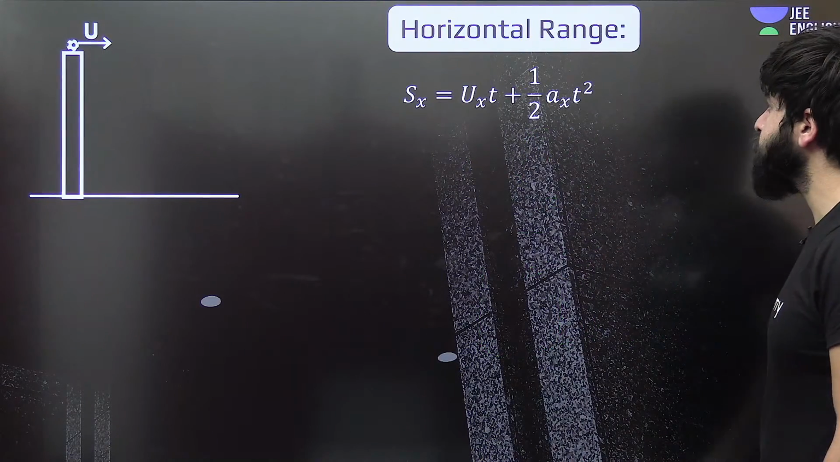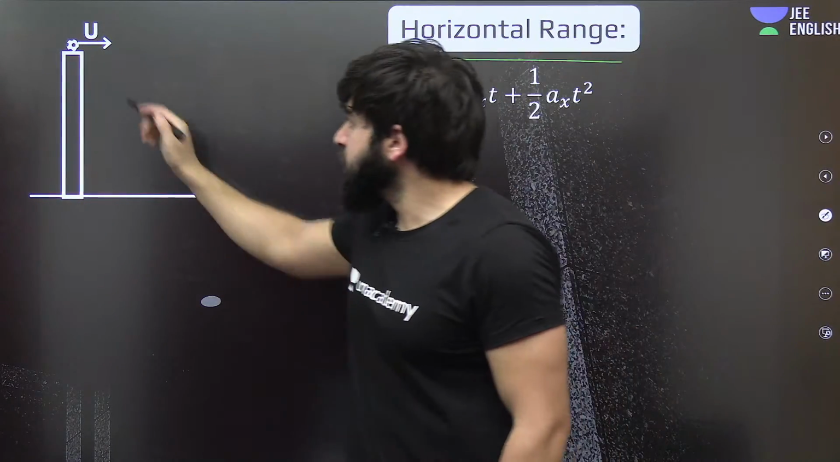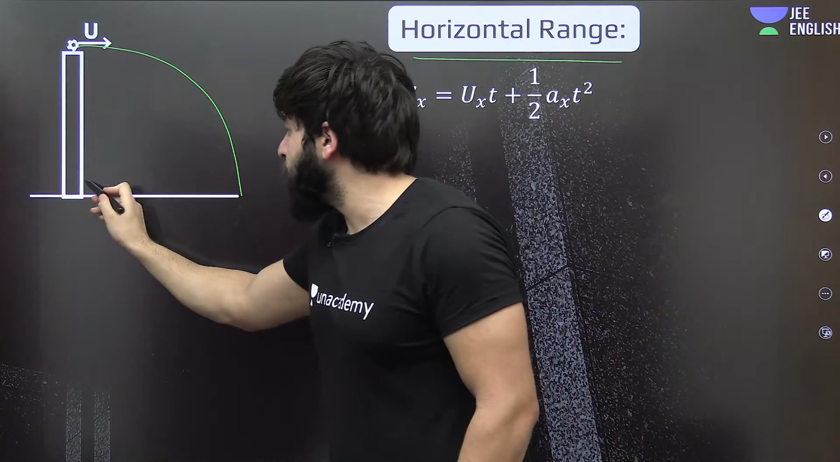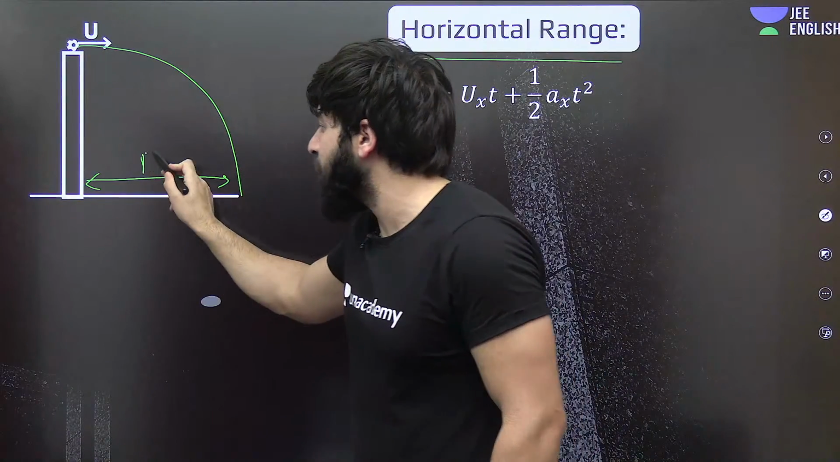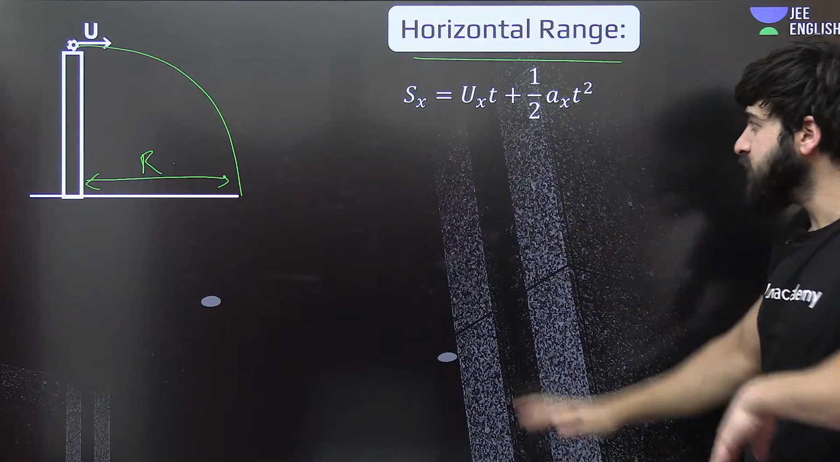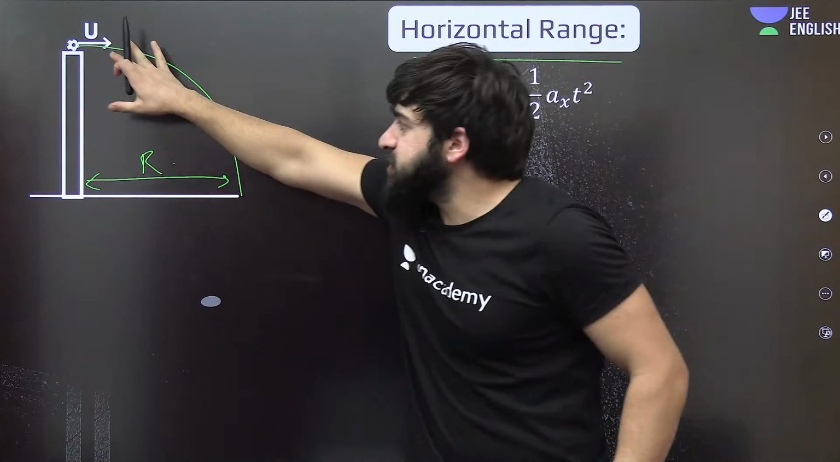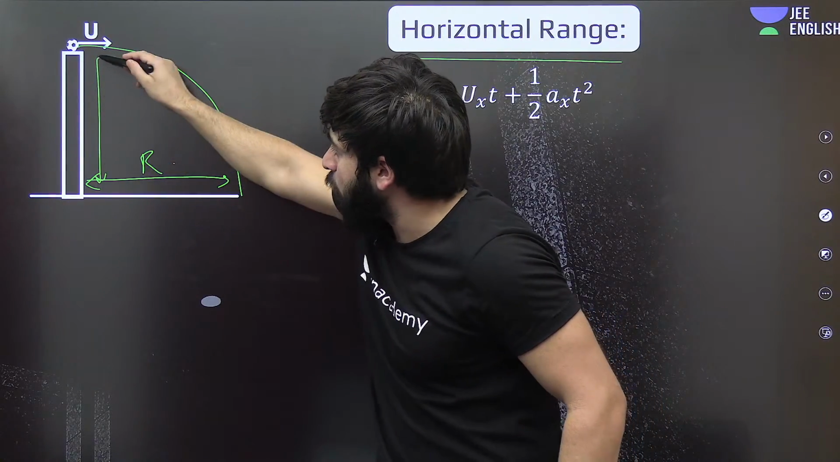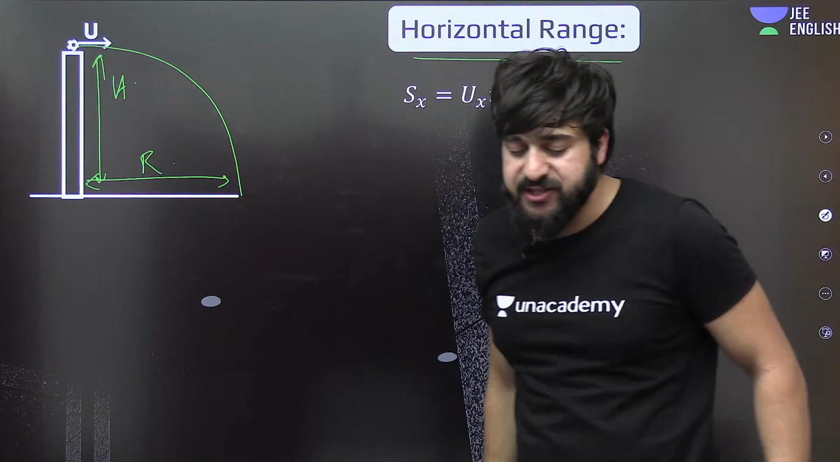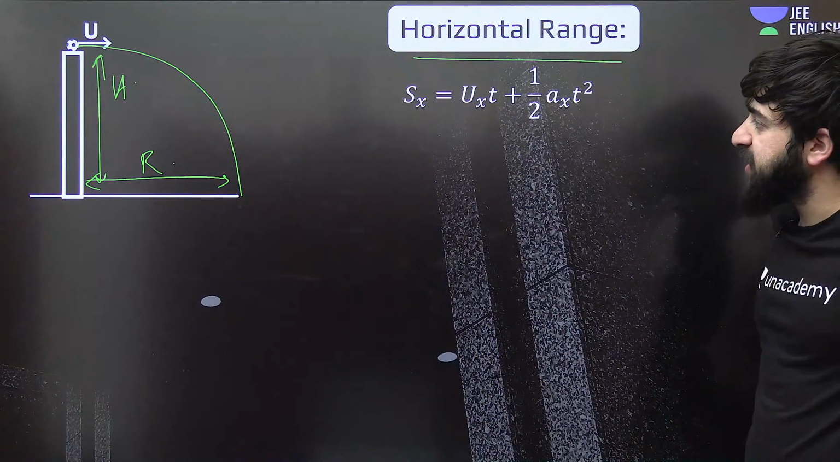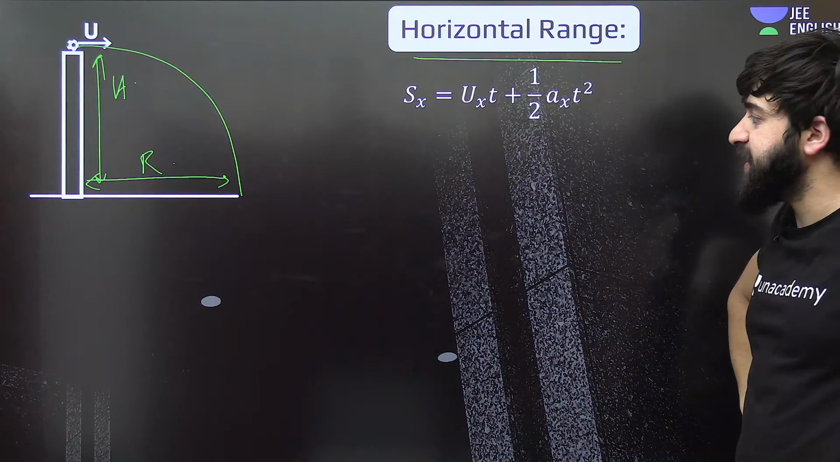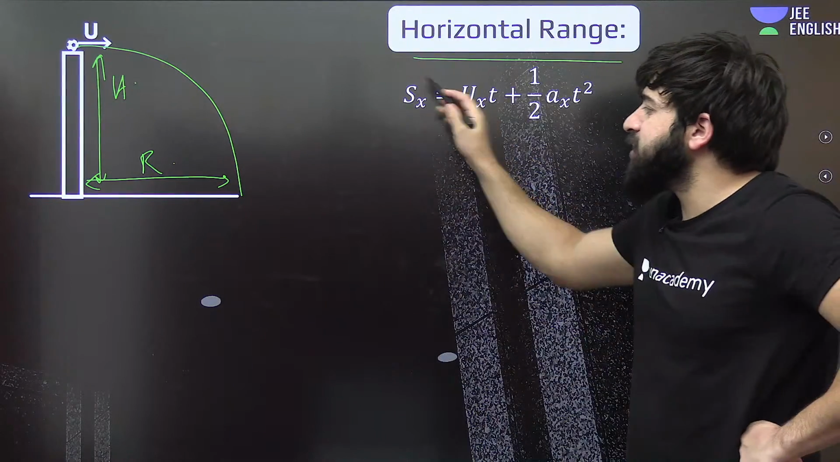Let's find this horizontal range. How far it is going to go? We call this the horizontal range. Understand? Tell me, in this case, if we are launching it exactly from the height h, can you tell me this horizontal range?